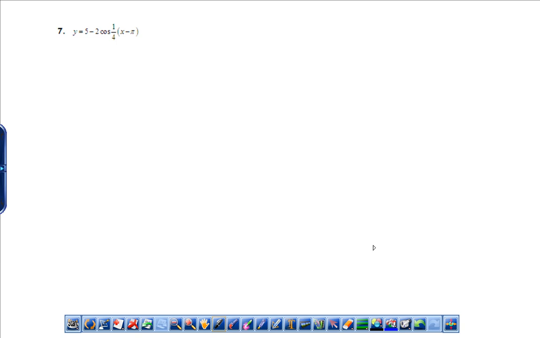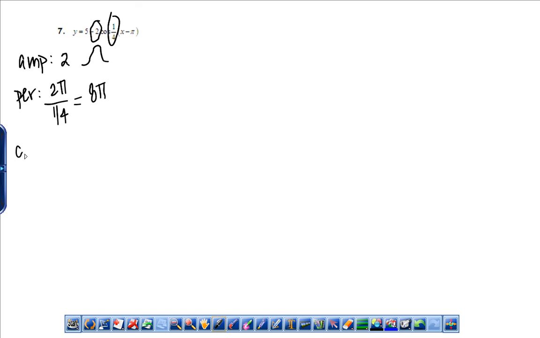time. Okay, we have a cosine one. This one is opposite. So I'm going to do an amplitude 2. Since it's negative, your cosine is going to go opposite. So it's going to be a hill, period. Take your 2 pi and divide it by your b value, which is 1 over 4. That gives you an answer of 8 pi. Take your critical points, take your period, which is 8 pi, and divide it by 4. This gives you critical points of 2 pi.